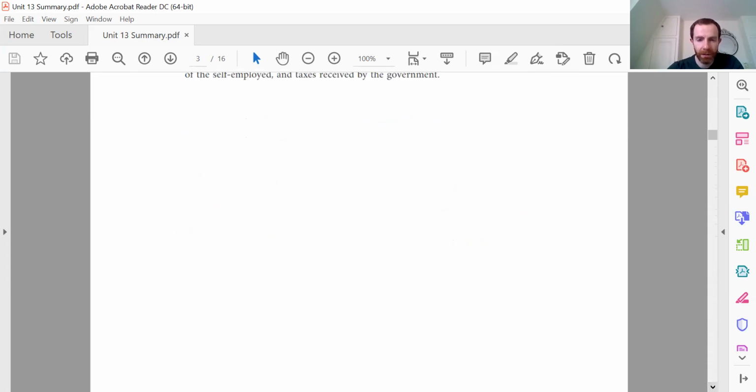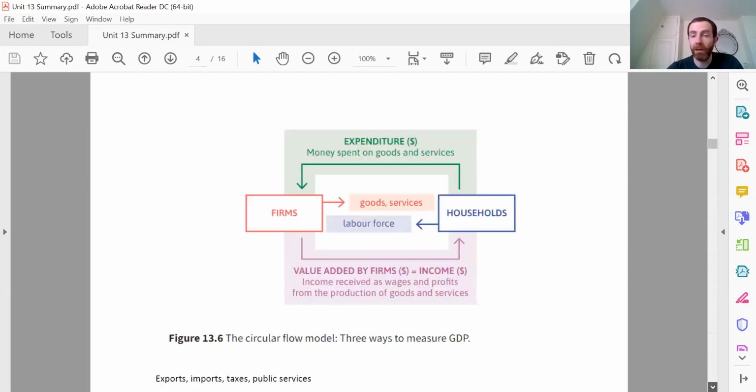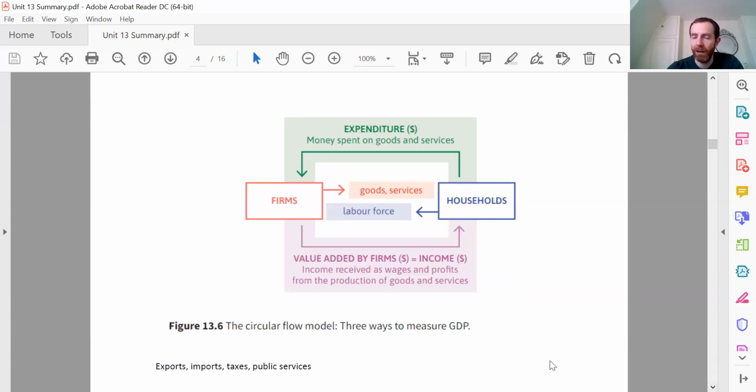Now, this diagram gives us a nice summary of all of that, which, very importantly, is leaving out a couple of very important players in the economy. In this simple model here, we've just got firms and households. That's leaving out the government completely. And also importantly for GDP, it's leaving out foreign countries, because foreign countries can purchase some goods produced in the home economy. But ignoring those for a second, what this shows us is clearly why we can use these three different ways to measure GDP.